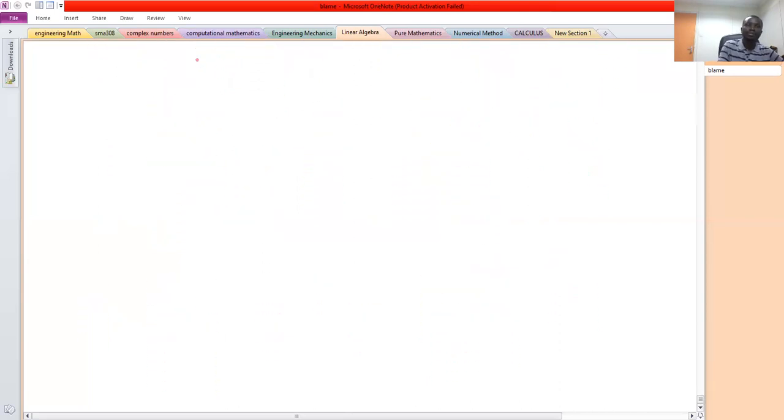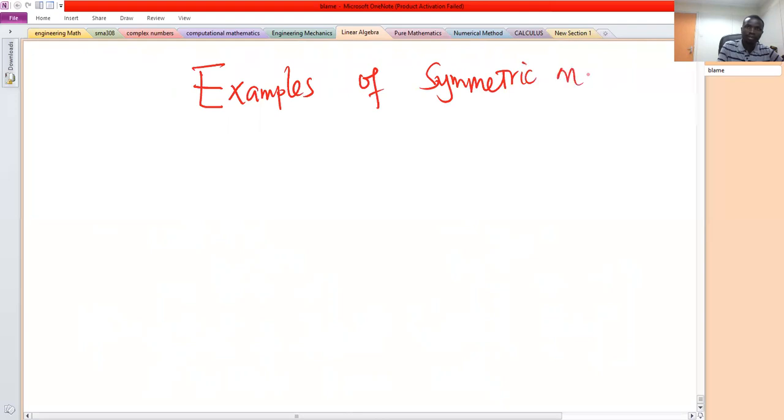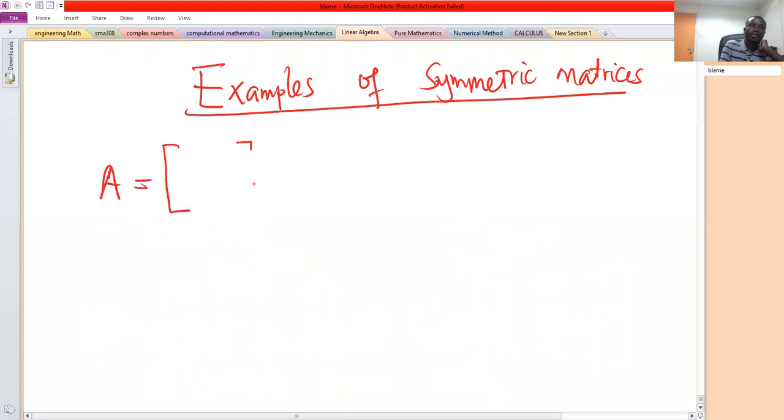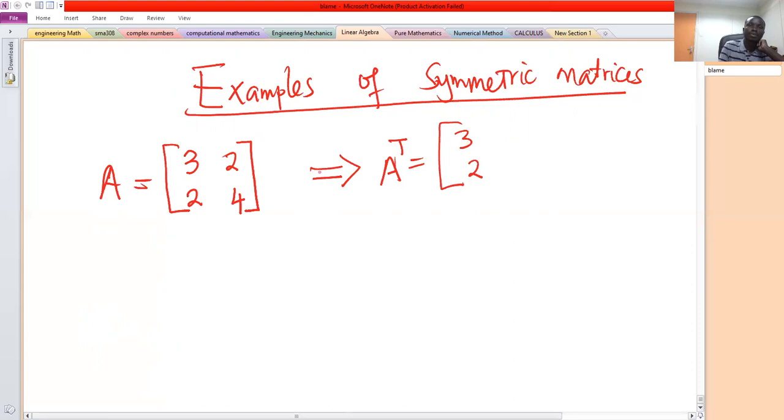Now let's give examples of symmetric matrices. If I have a 2x2 A, let me say this is 3, and then this one is 4. I just have to ensure that this position and this position have the same number. So if I put here 2, then I need to have here 2. So if you are to get the transpose, then 3, 2, and then 2, 4. You see this A and A transpose are the same.